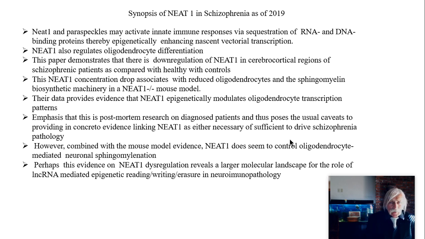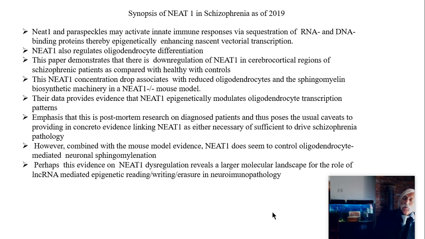We do find this change in transcripts when we do the knockout in mice for NEAT1 to compare it to what we're getting in the post-mortem tissue, right? But again, you're comparing animal studies with human studies, and again, the human studies are associated with post-mortem analysis. But still much better than the first paper. However, combined with the mouse model evidence, NEAT1 does seem to control the oligodendrocyte-mediated neuronal sphingomyelination. So that's important to know.